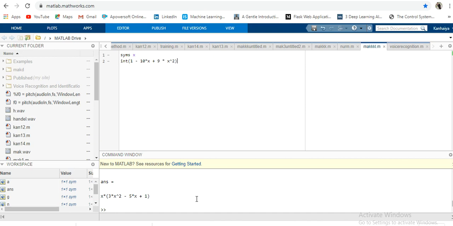It should give 9 and it will become x cube by 3. That means 3x cube and 5x square. 3x cube minus 5x square. Yeah, it is giving the correct answer, right? Yeah, I have checked it manually.